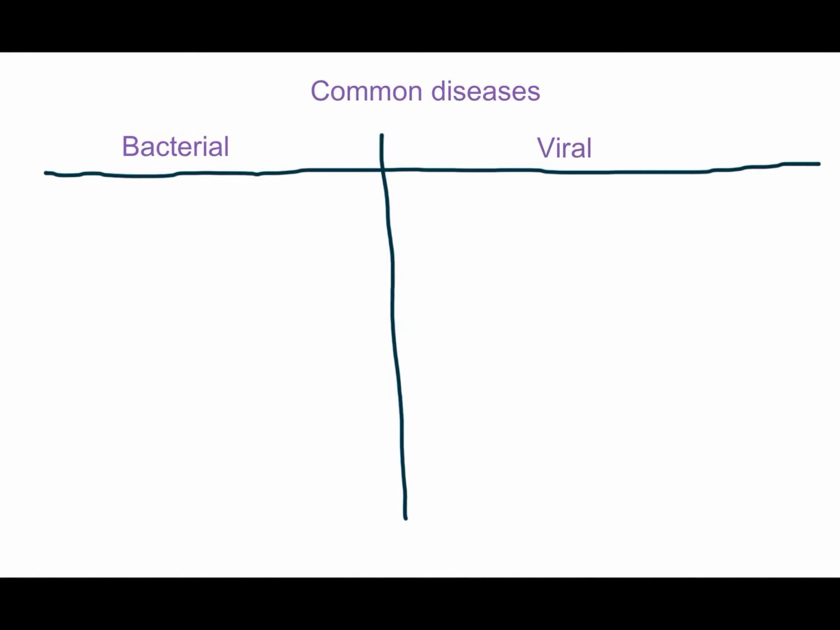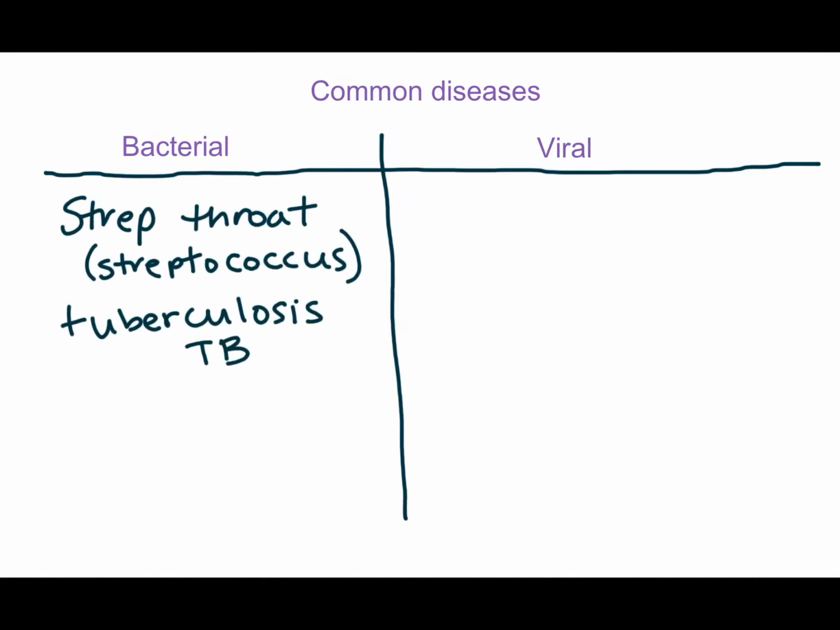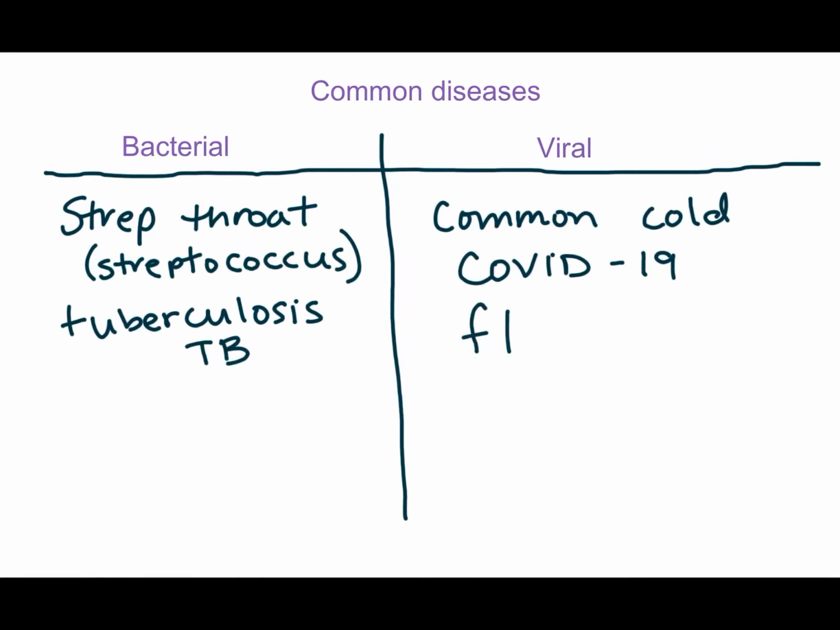Bacterial, we would have strep throat, tuberculosis, another one is diphtheria, which people don't usually get anymore. But those are just two. Viruses, you would see, the common cold is a virus. Okay, obviously COVID-19, which we're dealing with right now, is a coronavirus, named as such because it looks like a crown. Another virus would be the flu. Okay, influenza.